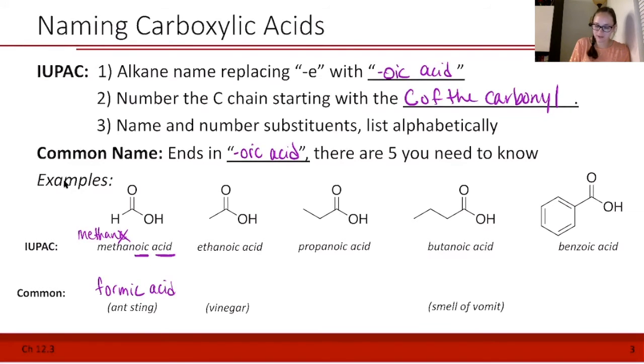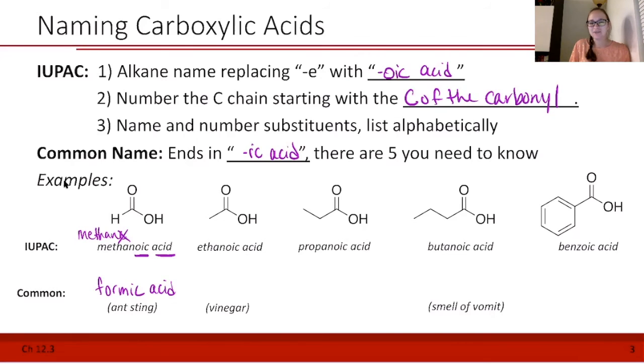Well, I guess it's not always OIC for the common names. We'll get rid of that. Formic acid, you'll notice, is the main component in an ant sting. So if you get bitten by ants, what makes your skin all red and not happy is the formic acid in there. I guess it's venom, poison, venom. I don't remember which one's which.